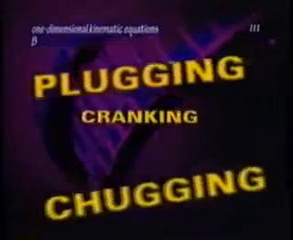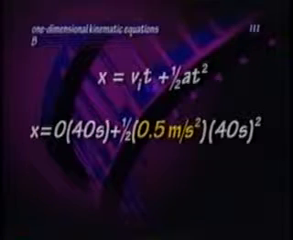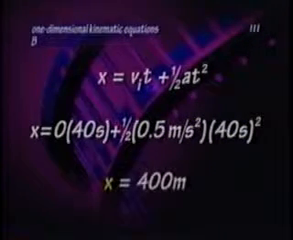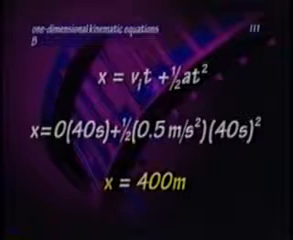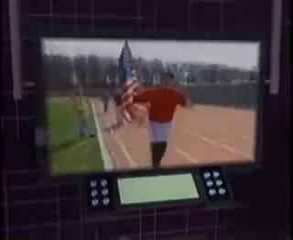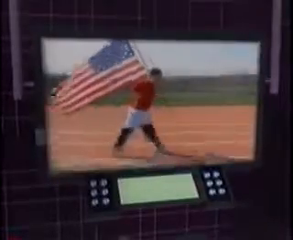Plugging, chugging, and cranking, we get x equals v initial, which is 0 at the start of the race, times 40 seconds plus 1/2 times 0.5 meters per second squared times 40 seconds squared. Working out the math, we get that x, or Not Quite Bright's position, equals 400 meters. Hey, Not Quite Bright, we'll see you in the next Summer Olympics. But of course, a speed walker would never beat an Olympic sprinter, so get real.